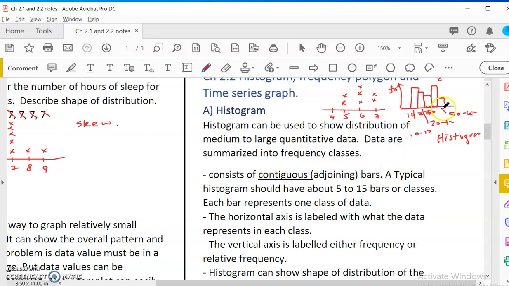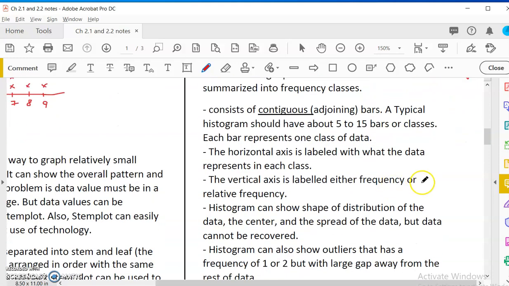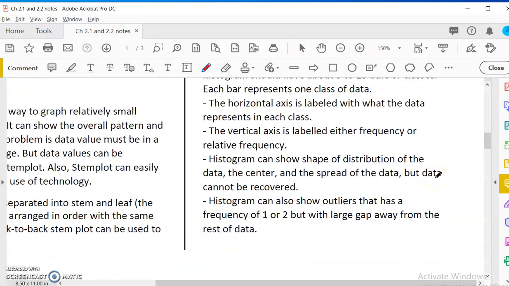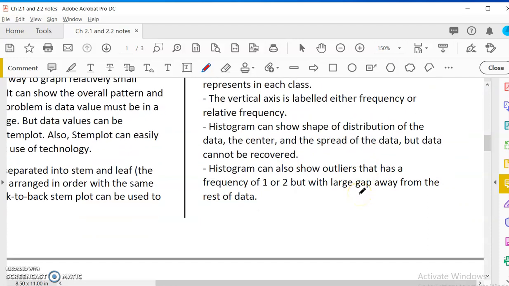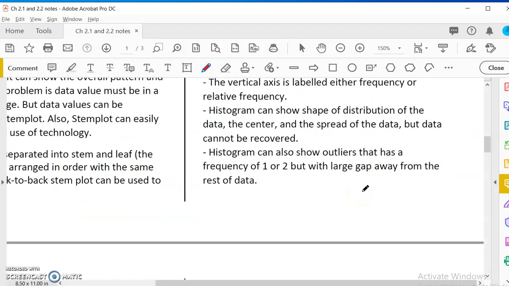You would not have a lot of bars. It typically should have about 5 to 15 bars or classes, and each bar represents one class of data. And you have a lower limit and upper limit, just like when you build a frequency table. A histogram can show the distribution of the data, where the center is, how they spread out, but the data cannot be recovered. A histogram can roughly tell if there are outliers, and outliers are usually away from the rest of the data.